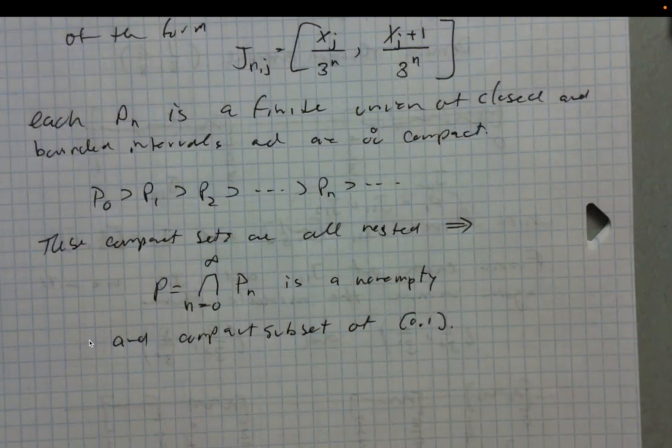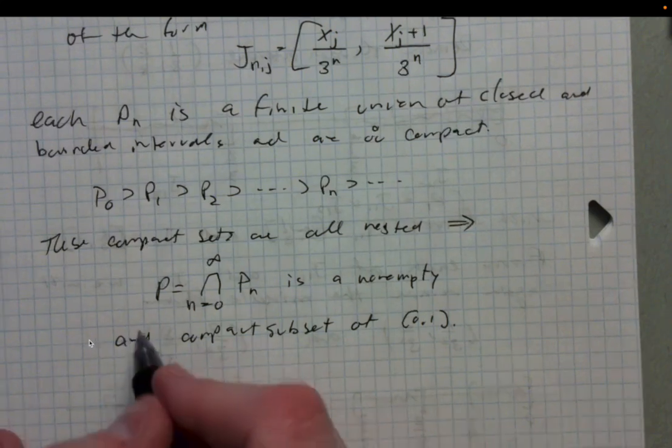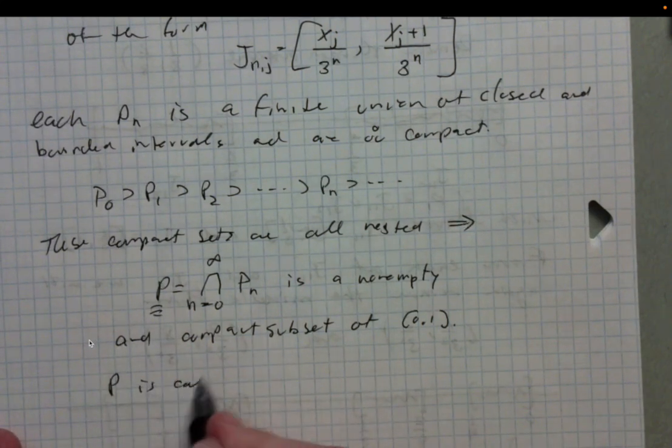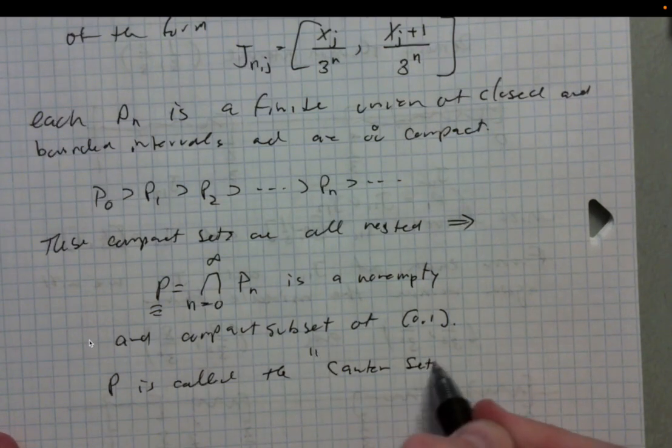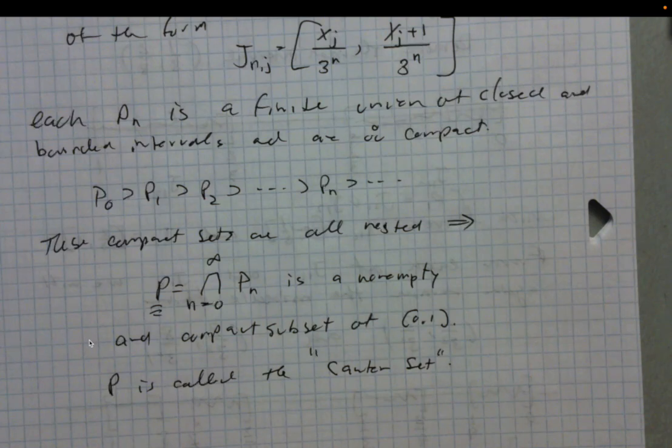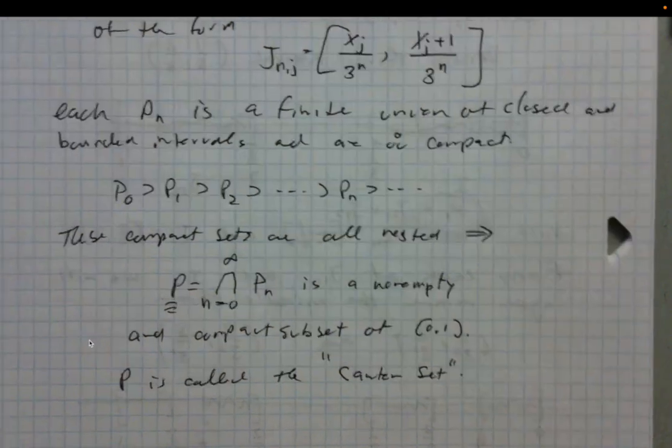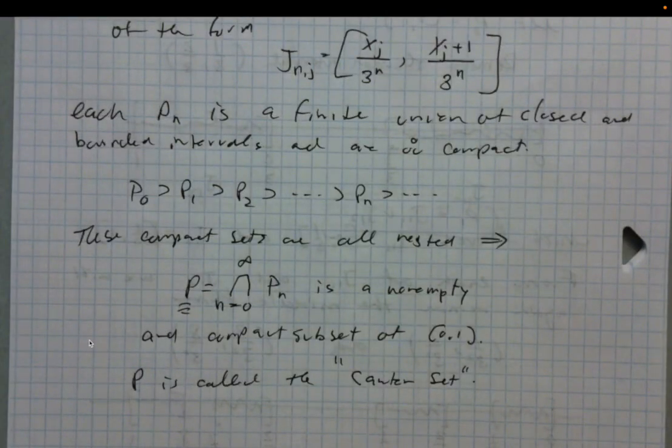Now this compact subset of [0, 1], this P, is called the Cantor set. That's technically how you construct it. What I think is really helpful is for people to have a good understanding of what this thing is like visually, because it's a tricky concept.